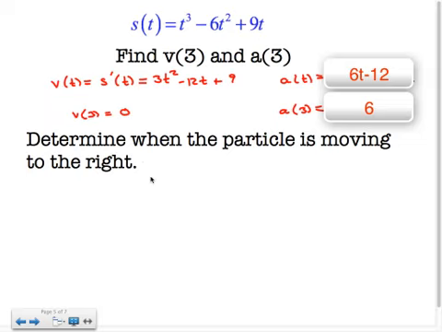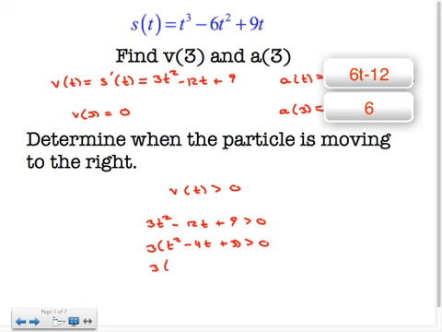Now, determine when the particle is moving to the right. Okay, that happens when the position is increasing, which means that's when the velocity is more than 0. So we take our velocity function, and we want to solve this inequality. This is no different than when they asked you, when is f increasing? We took the derivative, and we made a sign chart for it. Looked where it was positive. All right, let's factor out a 3, so we can make a sign chart. Figure out when this thing's equal to 0, so we know what to put on the sign chart. And I think this factors nicely. t minus 1, t minus 3.